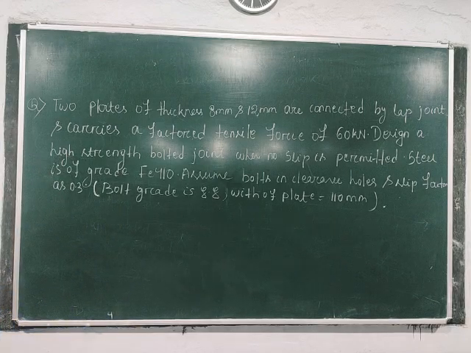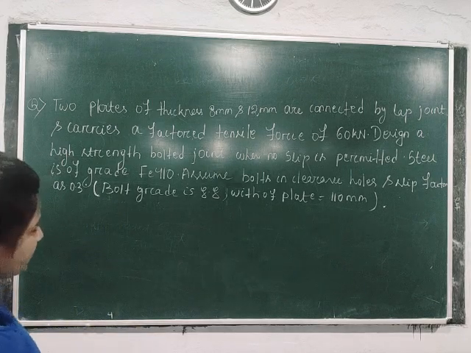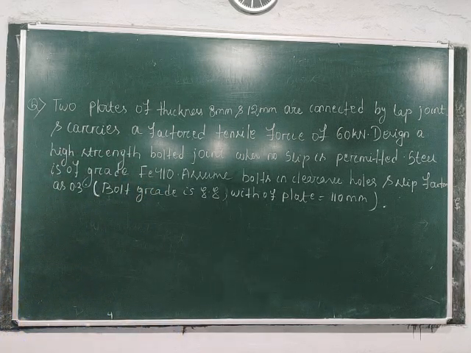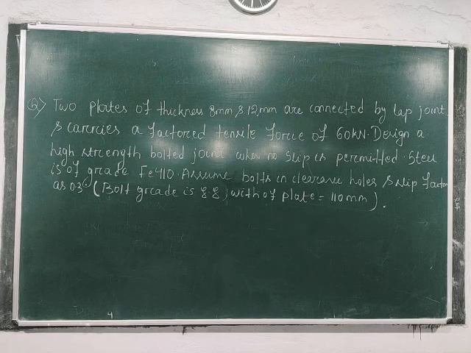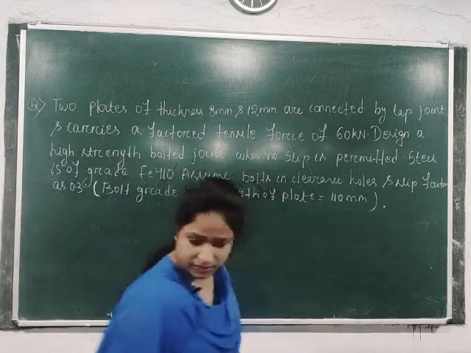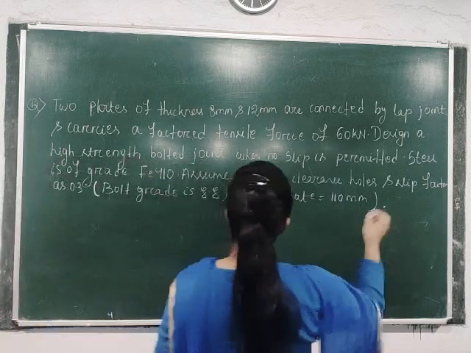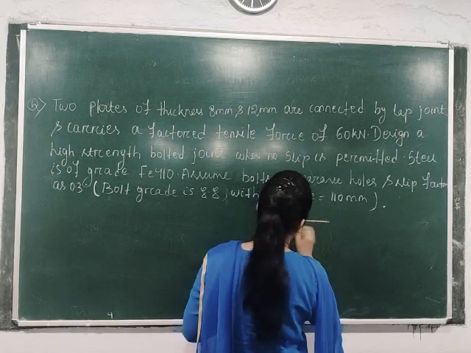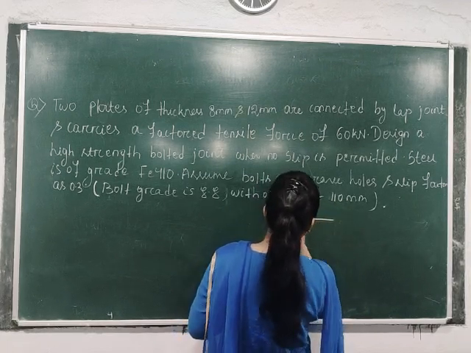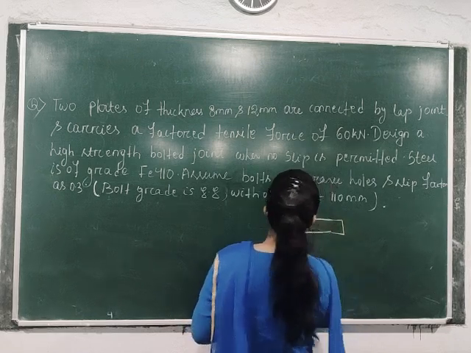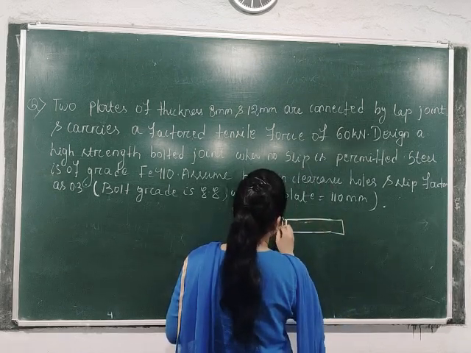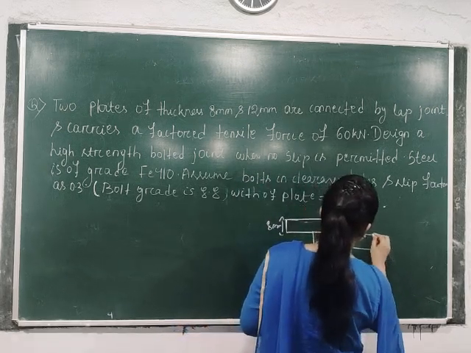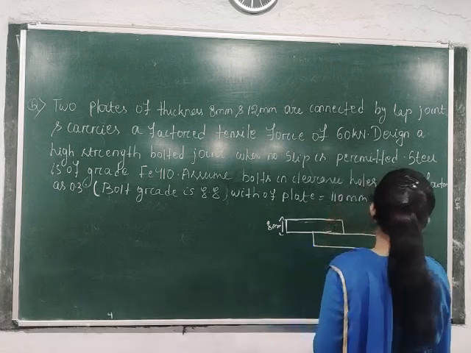So the question is, two plates of thickness 8 mm and 12 mm are connected by lap joint and carry a factored tensile force of 60 kilonewton. Okay. So here it is given that two plates of thickness 8 mm and 12 mm. So here one plate is of 8 mm thickness and another plate is of 12 mm thickness.